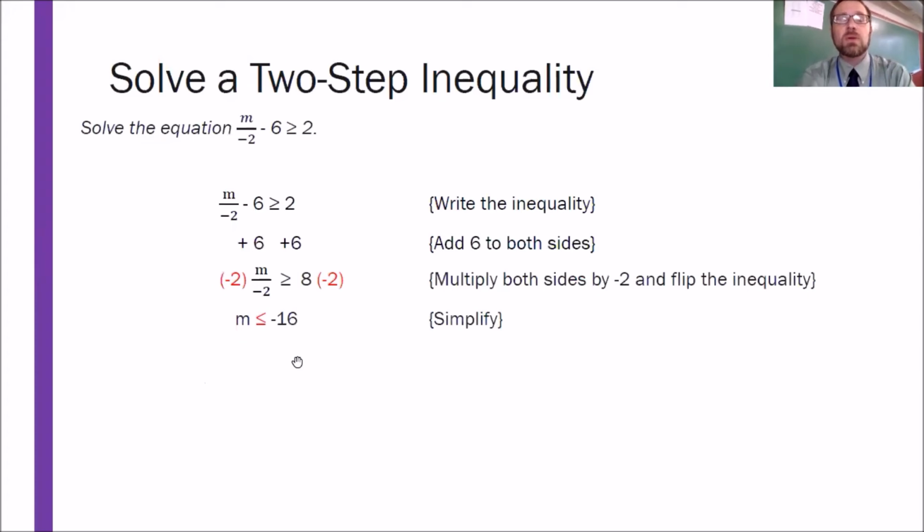Right here, we go through, we add 6 to both sides. We get m over negative 2 is greater than or equal to 8. We're going to multiply by negative 2. Oh, we multiplied by a negative. So the inequality has to flip. So you can see that it flipped to less than or equal to instead of greater than or equal to.